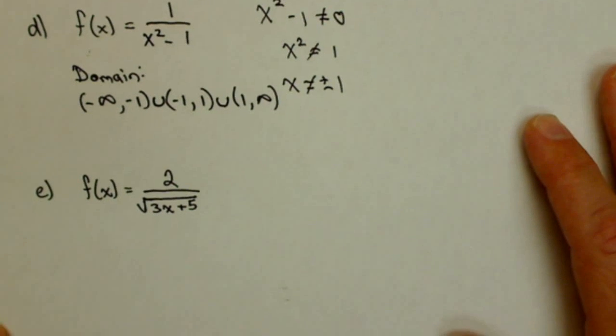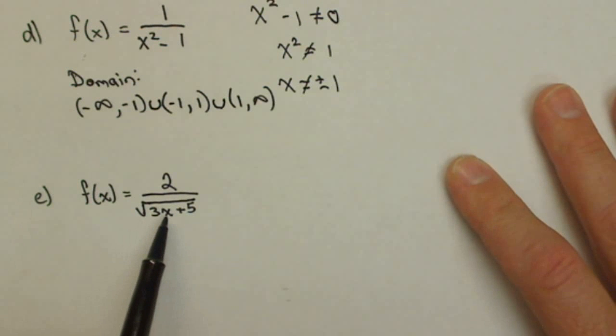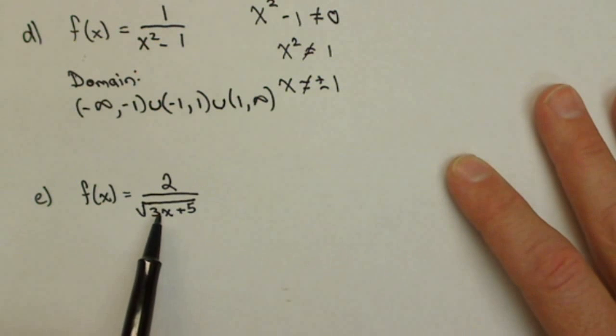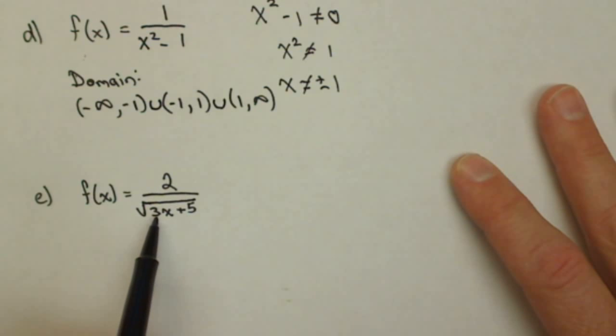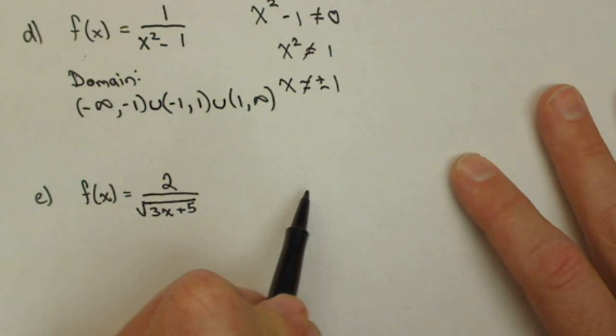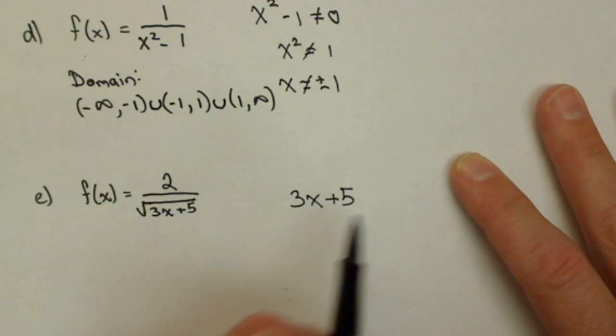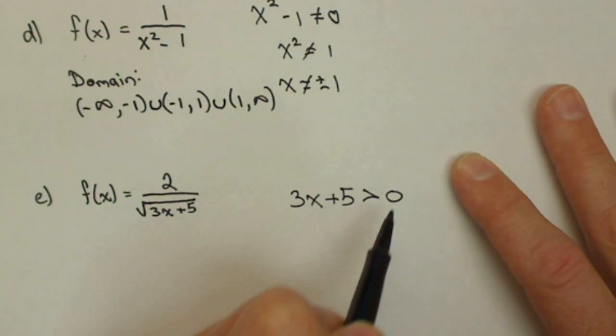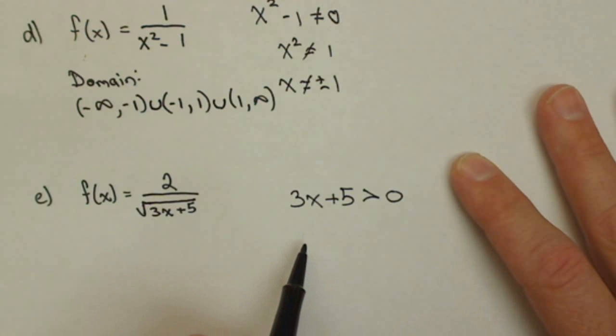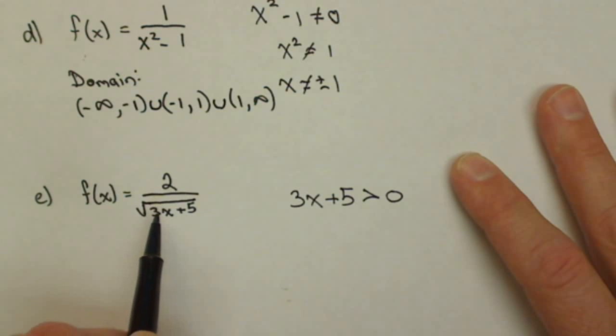E brings something else to us in that we have a square root as well, and we can't have a negative under a radical. Now what we can do to make this a little easier to look at, we know that 3x plus 5, not only can it not be 0, it has to be strictly greater than 0. It must be positive. It can't be negative because of the radical, and it can't be 0 because it's in a denominator.